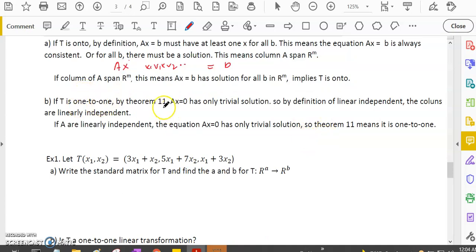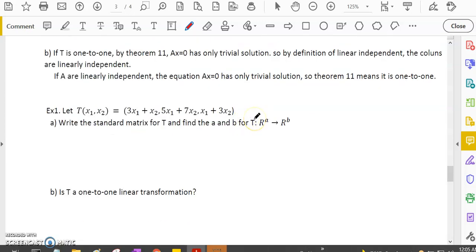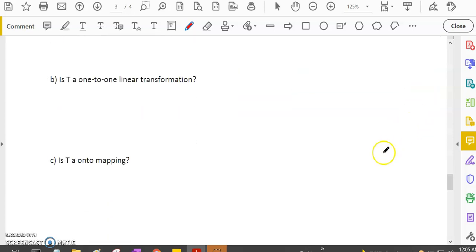What about one-to-one? One-to-one says that Ax equal to 0 has only the trivial solution, from theorem 11. Do you still remember the definition of linear independence? When you combine all the columns in a linear combination equal to 0, the only solution is the trivial solution. So this is just by definition. And if the columns are linearly independent, then Ax equal to 0 has only the trivial solution, so using theorem 11, it is one-to-one.